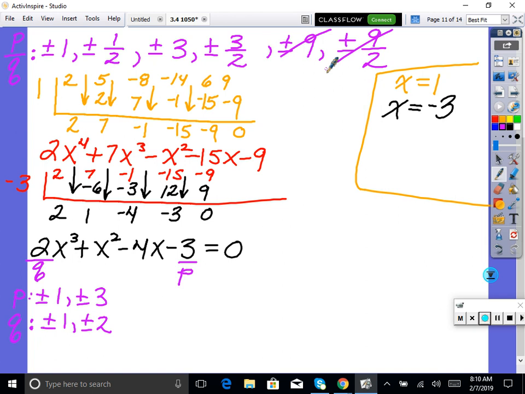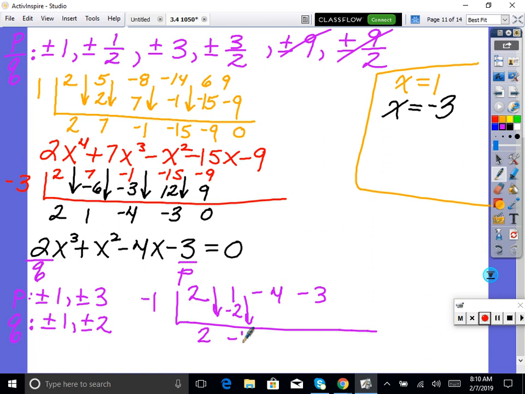Okay, so what's maybe another one we should test? We've already done negative 3. Negative 1 works? Okay, cool. So we would just happen to keep testing. So we would use negative 1. We would do this. Now, then it will be quadratic, so that'll be nice. We have a 2, a 1, a negative 4, a negative 3. Add straight down, multiply up. Add straight down, multiply up.